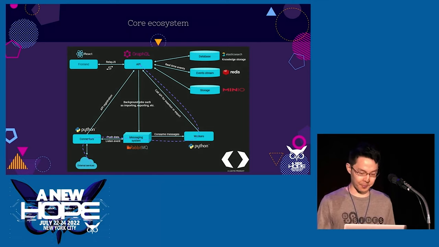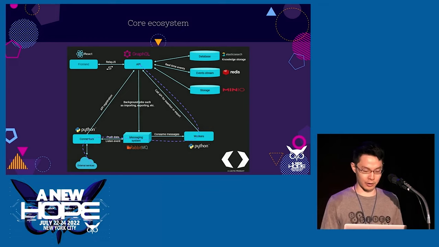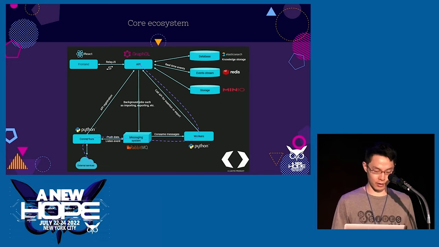We have RabbitMQ, an open source AMQP platform to handle events. And we have a few OpenCTI components, which are made of the React front end, GraphQL back end, Python connectors, and Python workers. So for the last few bits, everything strives to be a microservice oriented environment.